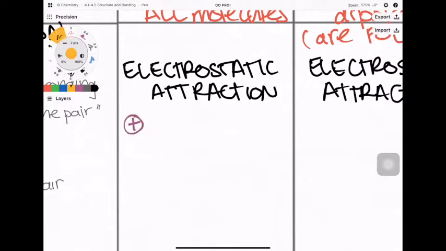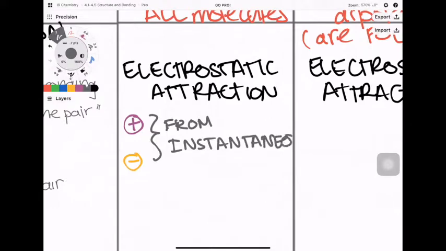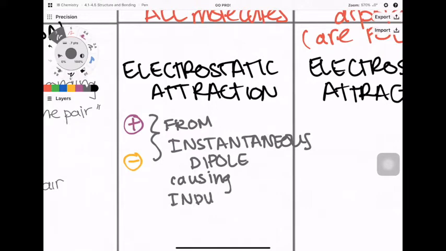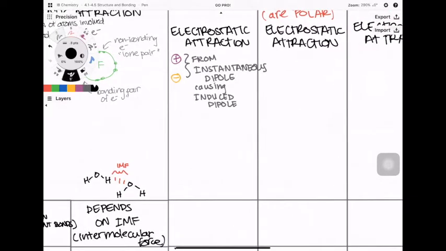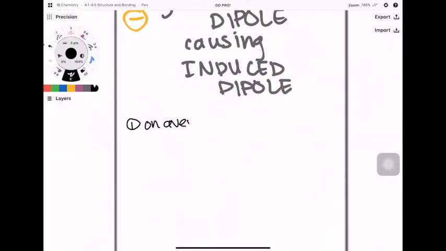Taking a look specifically at LDF, when we're talking about the electrostatic attraction, we're basically talking about the attraction between an instantaneous dipole, so something that instantaneously has a positive and negative charge, causing an induced dipole. Now, that's a lot of new words, so let's just take a look at how that happens. If we take a look on average at the electrons in a molecule, we would see electrons spending an equal amount of time around each nucleus in the molecule.